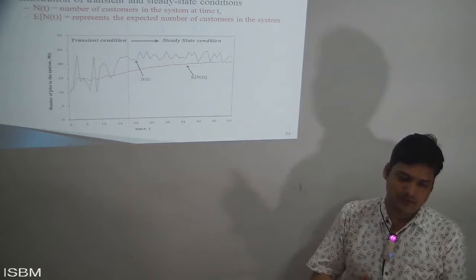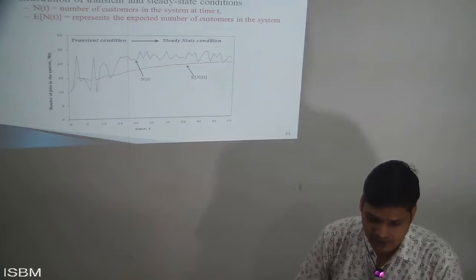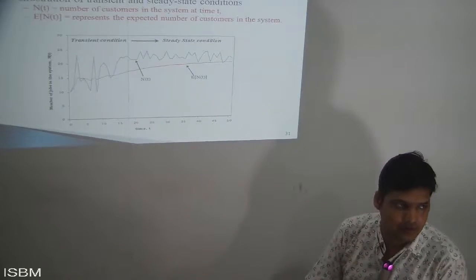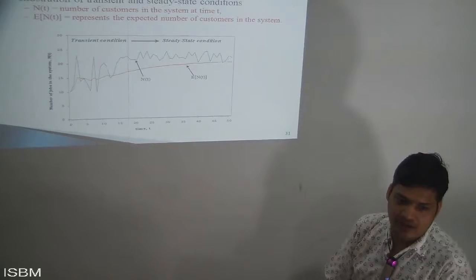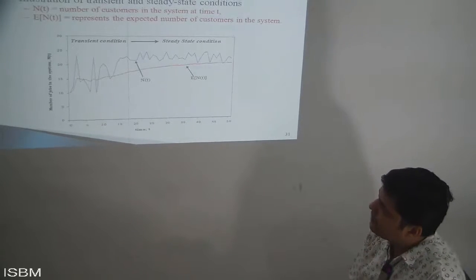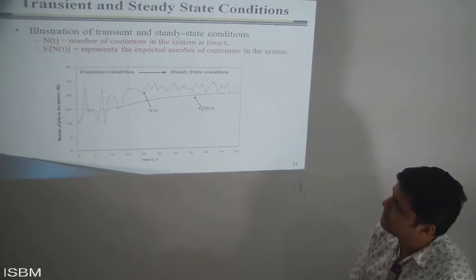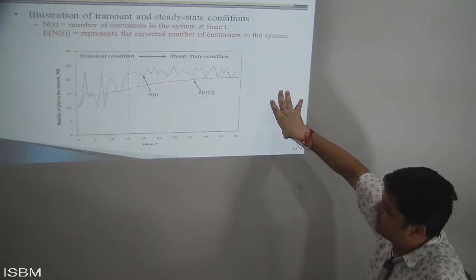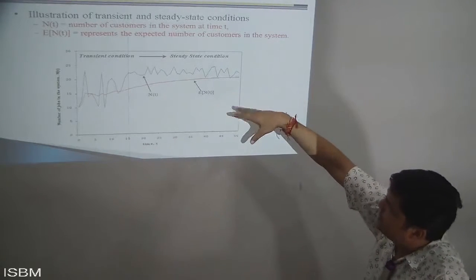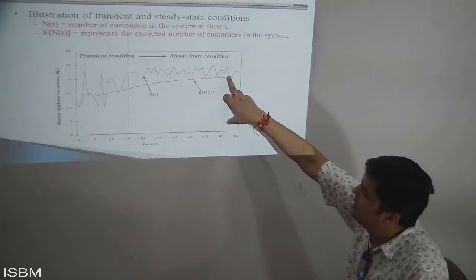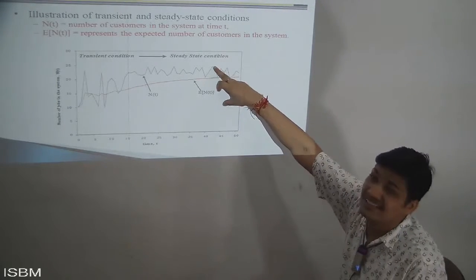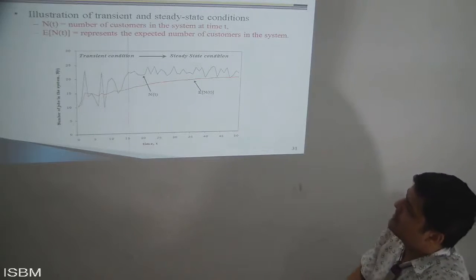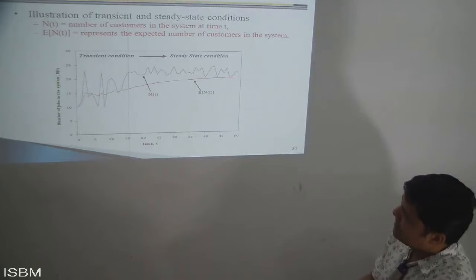Let's start with the same queuing model that we learned yesterday, to continue the queuing model. Starting from slide number 31, an illustration of transient and steady state condition. You can see over here N(t) and E[N(t)] shown in this graph. N(t) is the number of customers in the system at time t, shown in a zigzag manner, and the red line shows the E[N(t)] curve, which represents the expected number of customers in the system.